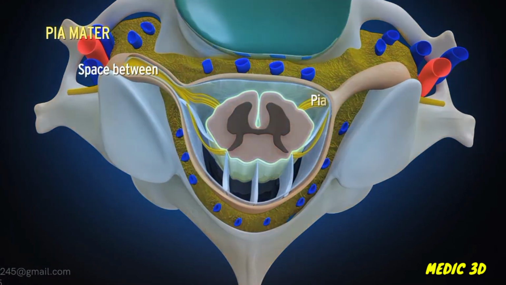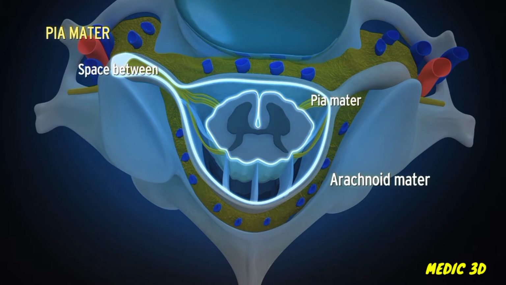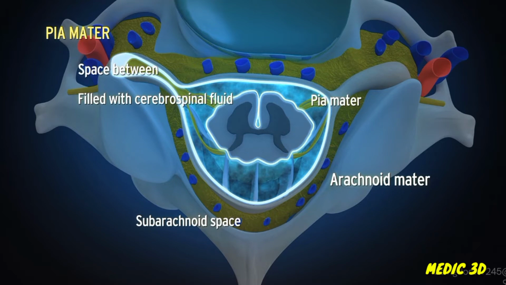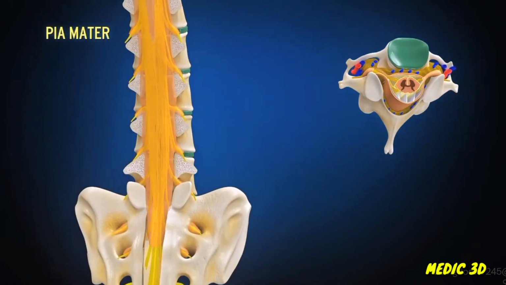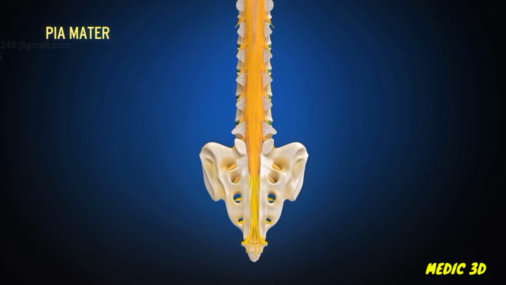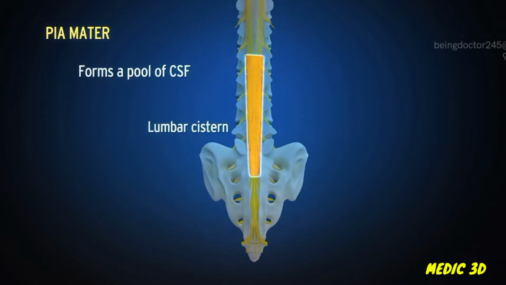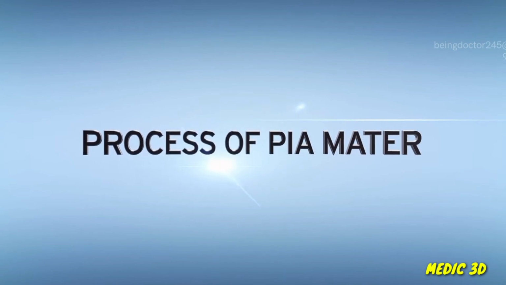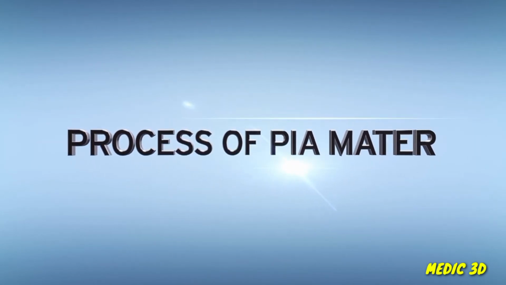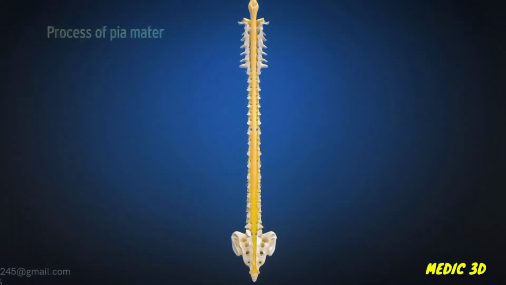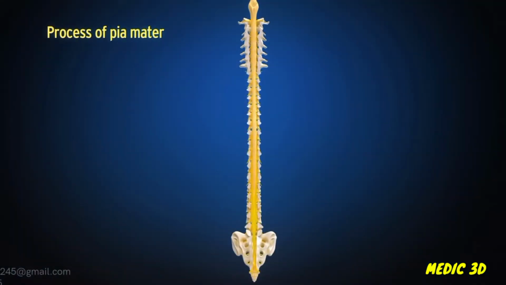The space between pia mater and arachnoid mater is called subarachnoid space, which is filled with cerebrospinal fluid. It is continuous above with the subarachnoid space around the brain. Distal to the spinal cord, the subarachnoid space around filum terminale becomes voluminous and forms a pool of CSF called lumbar cistern. Process of pia mater. It is also called special parts of pia mater.